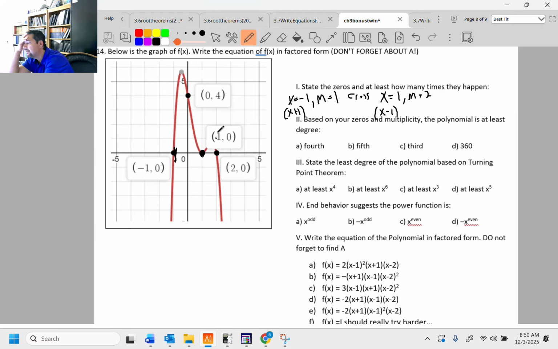And here's another 0. It's at x equals 2. Its multiplicity is 1 because it's passing through or crossing the x-axis. And its factor would be x minus 2.